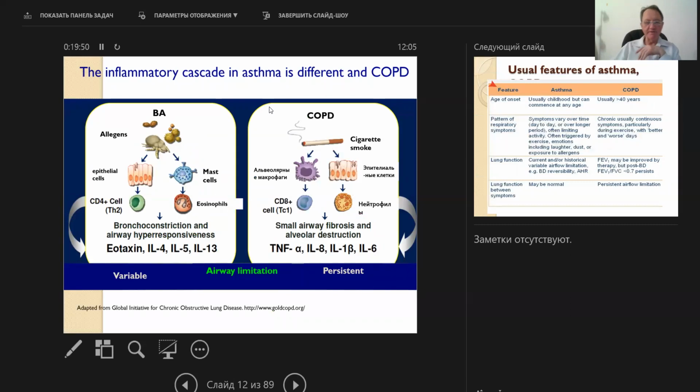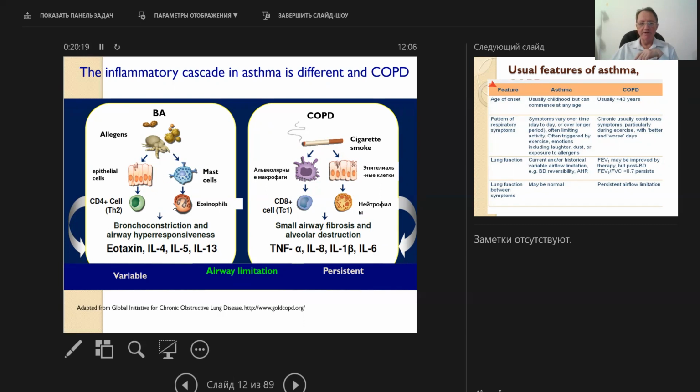In this slide, you can see the difference between bronchial asthma and COPD concerning the trigger factor. In case of bronchial asthma, it's mostly allergen. In case of COPD, it's hazardous noxious particles or gases. First of all, it's cigarette smoking.